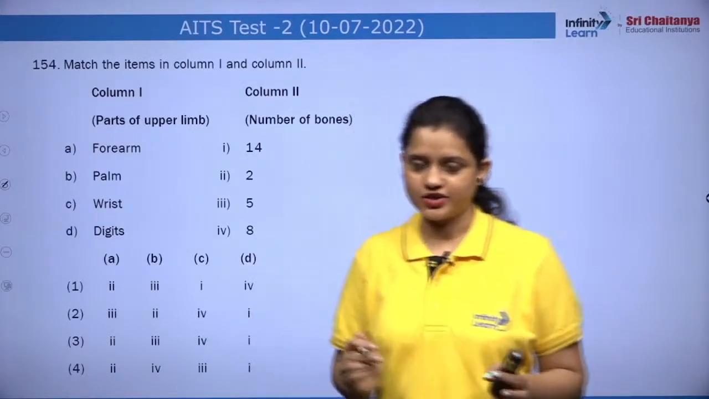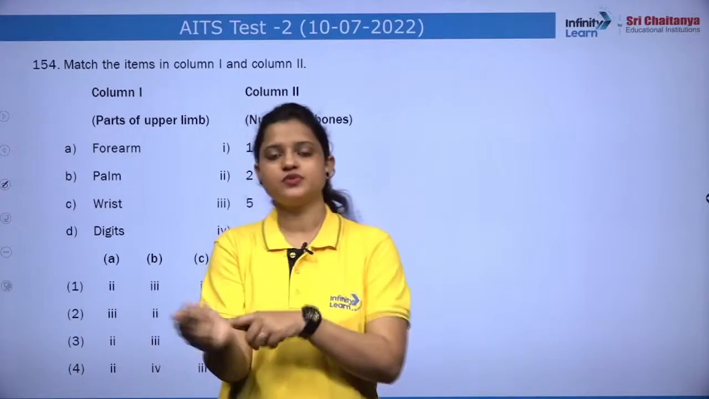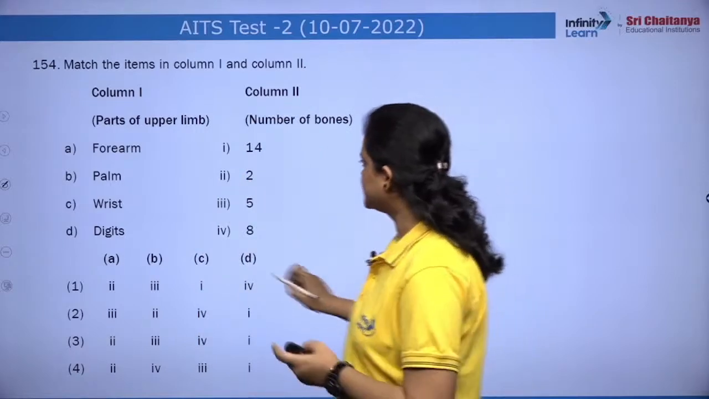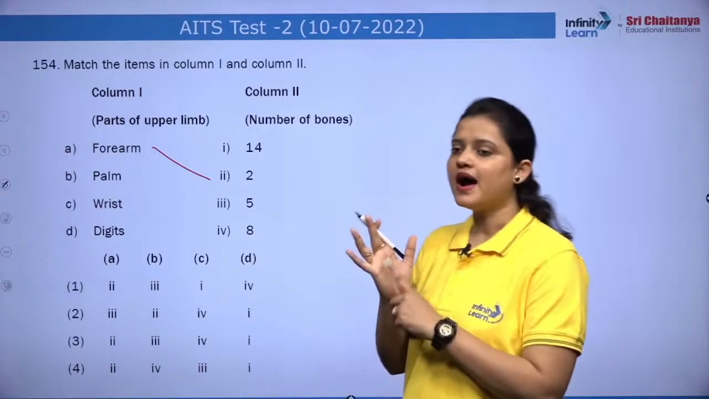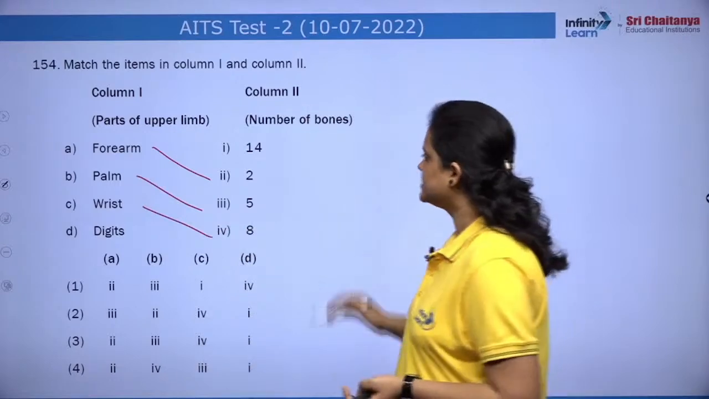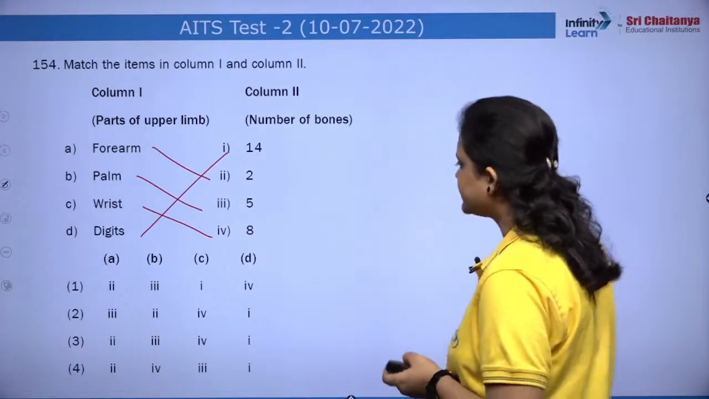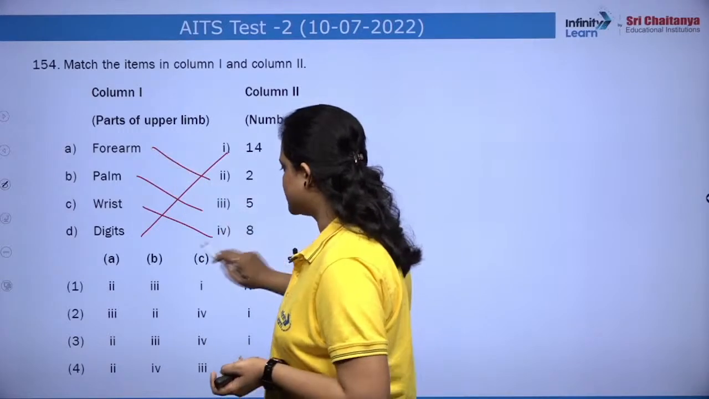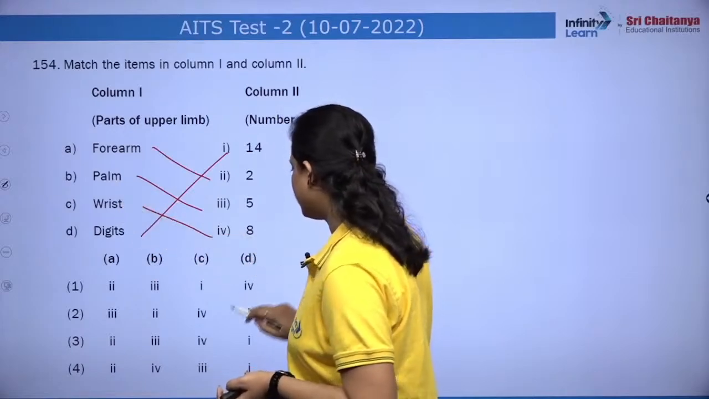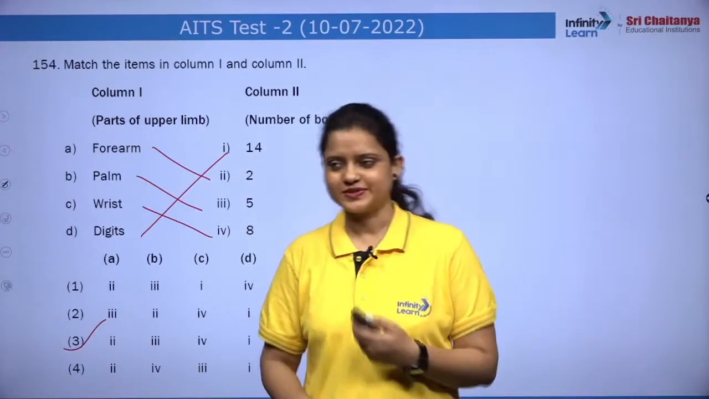Match the following, a question related to the bones present in your body. Forearm, dear students, will have only two bones, that is the radius and the ulna. Radius will be present towards the thumb and ulna in the opposite direction. So forearm will be matched with two bones. Palm has 5 bones. Wrist has 8 bones, which are known as carpals, and digits have 14 bones, right? 2 in the thumb and 3 in the rest of the fingers, right? So let's see what will be the correct option. A is matched with 2 and B is matched with 3, then C is matched with 4, 1 and D is matched with 1. So correct option here will be option number 3.